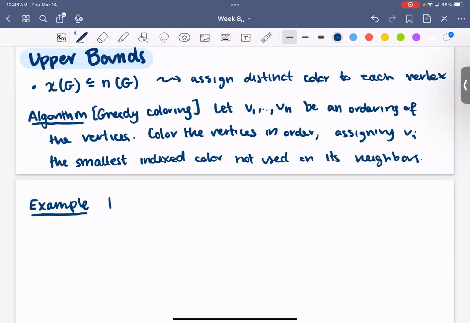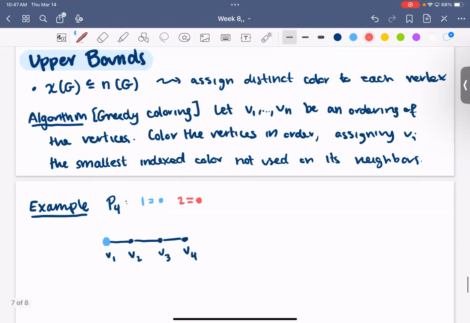So let's look at the path graph P4. If I order the vertices just in order, then I will get the best possible coloring. Let's say my colors are: one is blue and red is the second color. I'm going to do V1 first, and that gets the color blue. V2 is connected to a blue vertex, so I can't use blue, so I color it red. And then V3 is not connected to a blue vertex, so I'll use blue. And then V4, we would again color red.